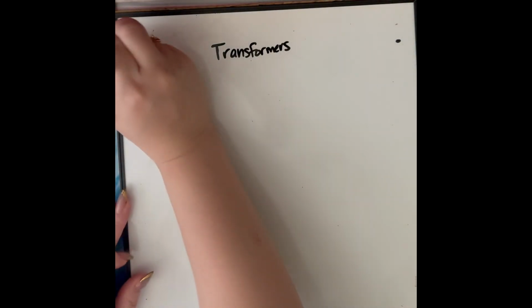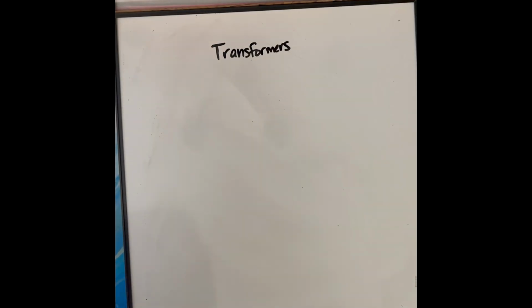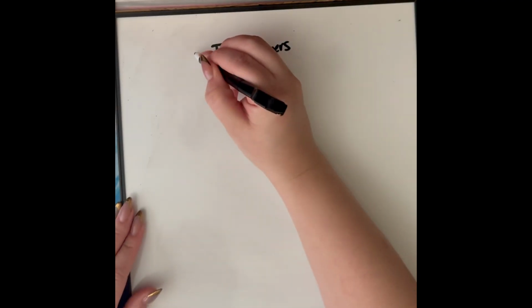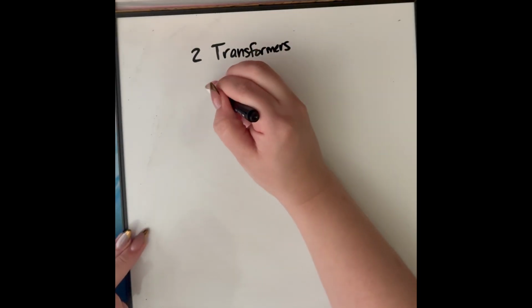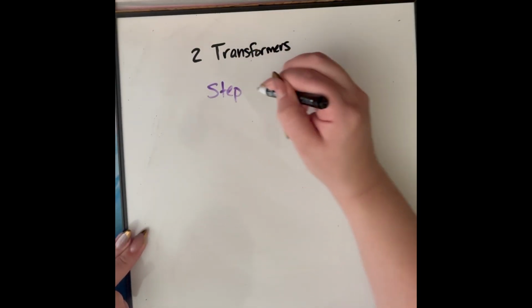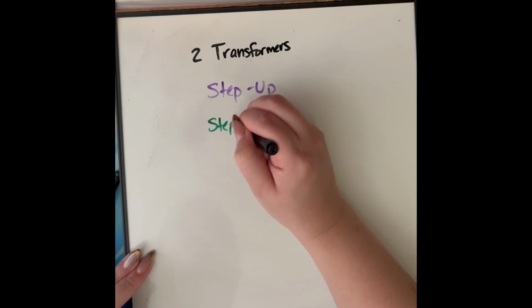Okay, hello again. We're going to talk about transformers and the transformer laws. Now, we technically have 3 types of transformers, but when it comes to the transformer laws, we're really only going to care about 2 of them. The 2 transformers we really care about are our step up and our step down transformers. So we have a step up transformer, and we're going to have a step down transformer.